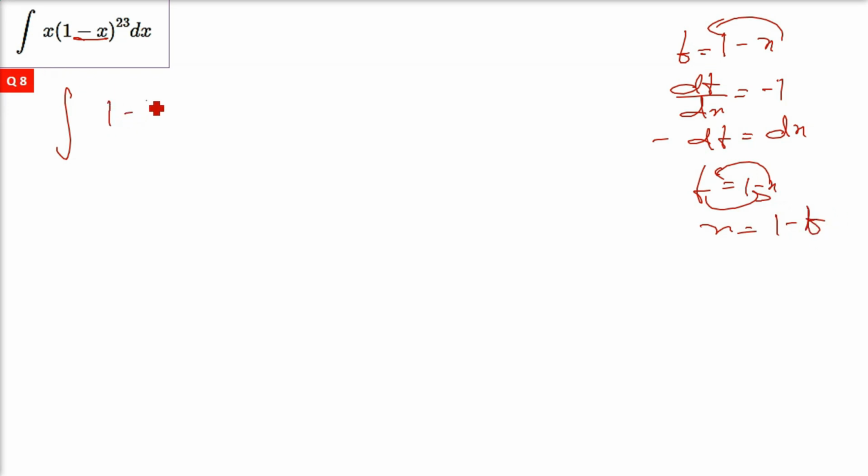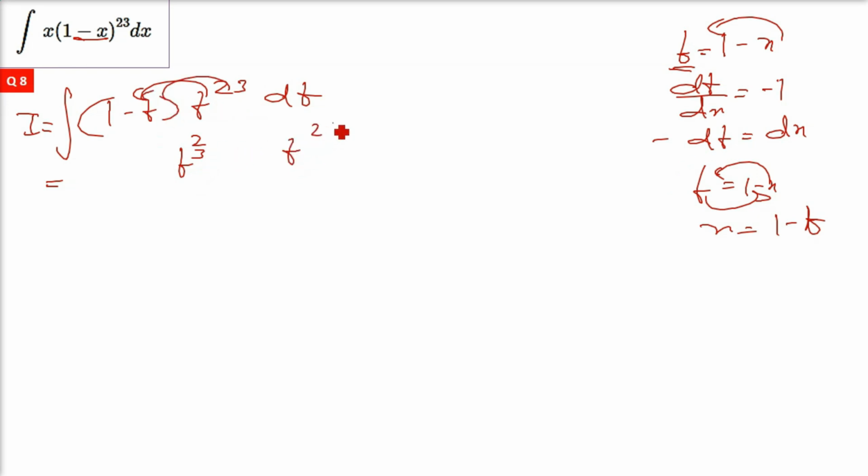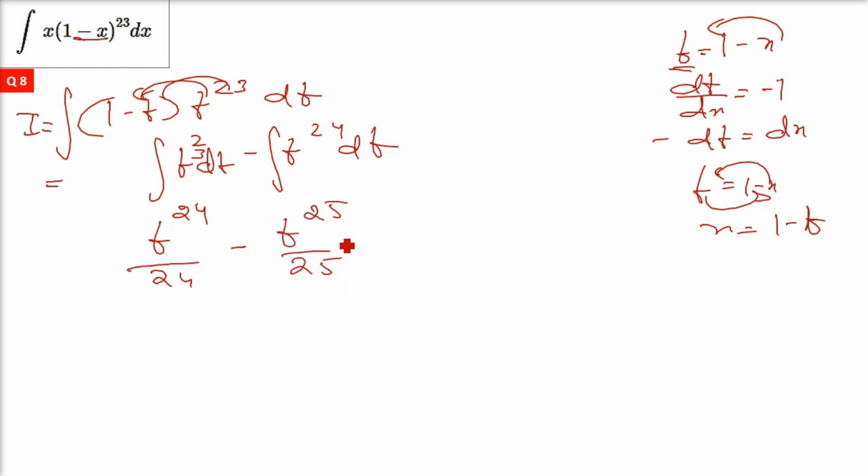So in place of x, now you can keep 1 minus t, because t was taken as 1 minus x. So x becomes 1 minus t. 1 minus x remains as t, so t to the power 23. Now just multiply. 1 into t raised 23 is t raised 23. t into t raised 23 is t to the power 24. So now integrate this with respect to dt. This t raised 23 is going to become t raised 23 plus 1 divided by 23 plus 1, and t raised 24 will become t raised 24 plus 1 divided by 24 plus 1. That will become t raised 25 by 25.